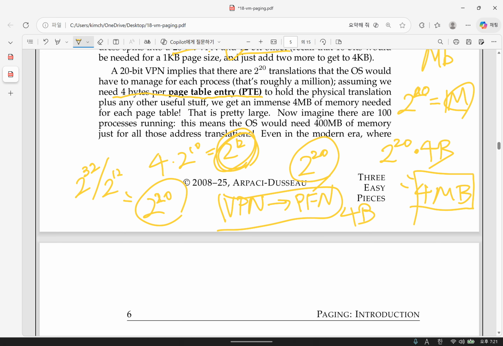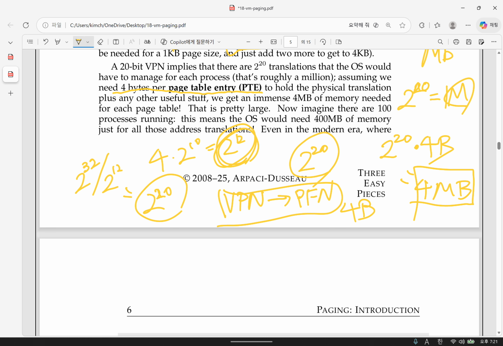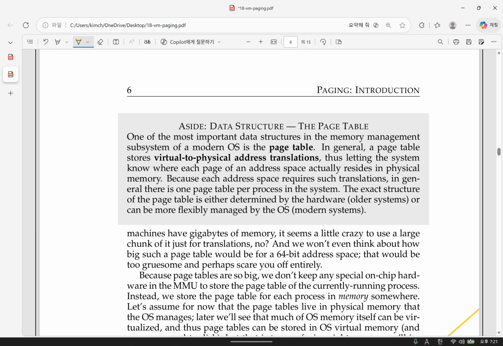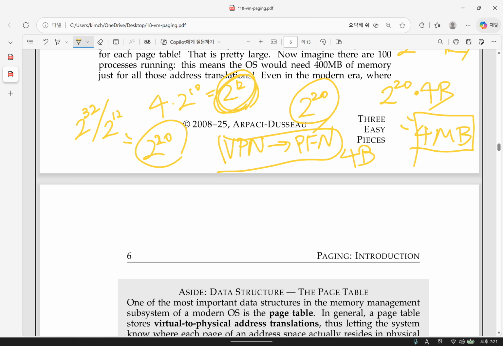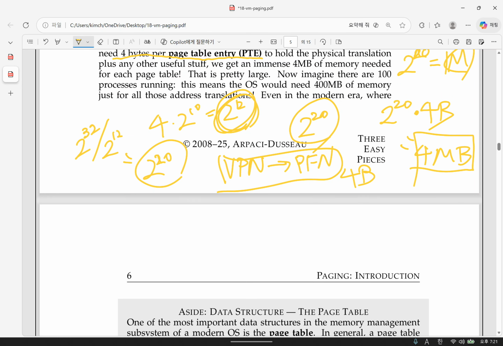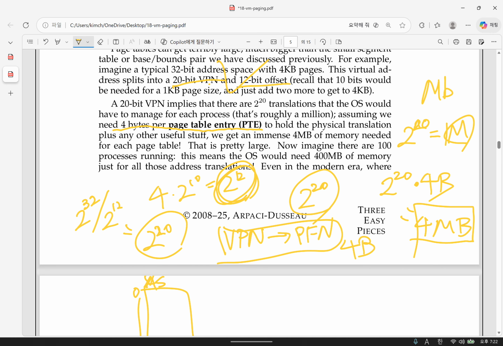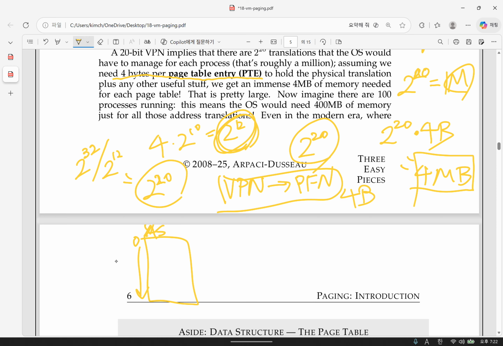Now, if there are 100 processes running, then we need 400 megabytes of memory just for all those address translations. That's a big chunk of memory. One thing I have to point out is that for each process, there's a virtual address space, starting from 0 to something. Let's say we have a 32-bit address space, 2 to the 32.